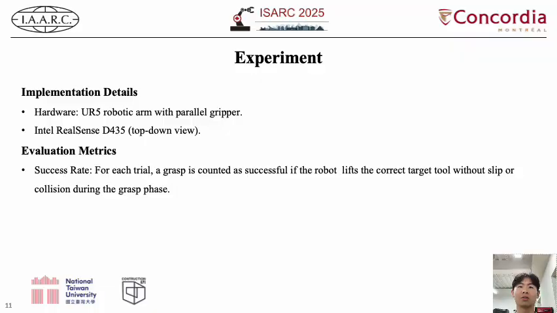This is our hardware setup and evaluation metric. We used a UR5 robotic arm fitted with a parallel gripper and captured top-down RGB-D data with a D435 camera. For evaluation, we define success rate as the percentage of trials in which the robot lifts the correct tool without any slip or collision.